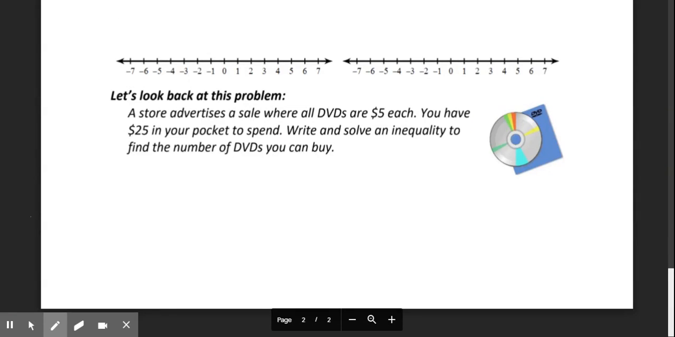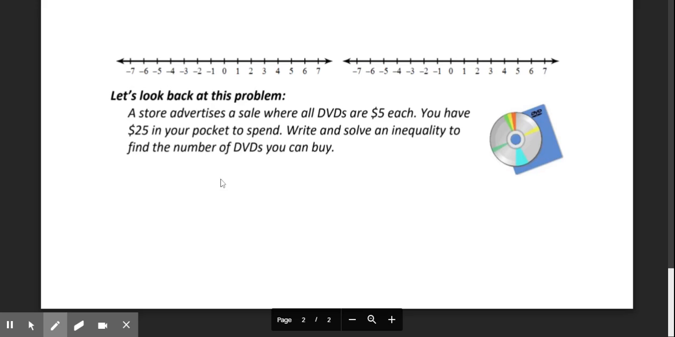Let's go back and take a look at the word problem that we started today's lesson with. So it said a store advertises a sale where all DVDs are $5 each. You have $25 in your pocket to spend. Write and solve an inequality to find the number of DVDs you can buy.